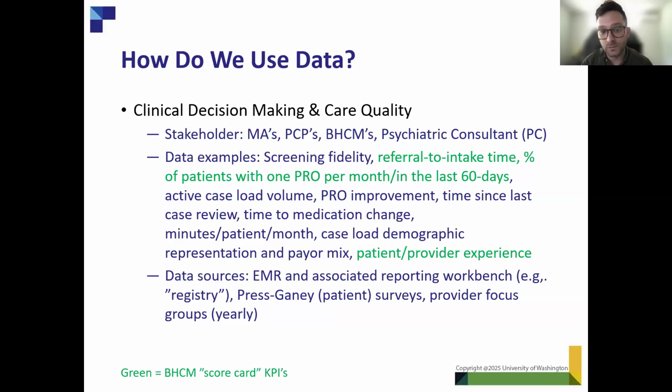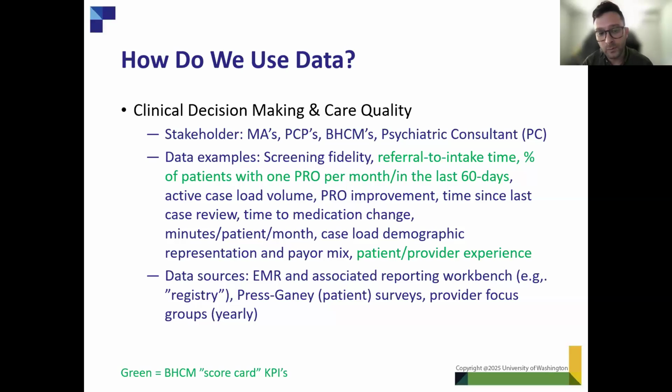Knowing your data sources is also critically important. And so a lot of these data metrics are predicated purely based off of what comes out of the EMR. We've developed a reporting infrastructure that's based off of our EMR's reporting workbench, which we use as our registry. Patient quality, as Diane mentioned, we partner Emory Healthcare with Press Ganey, and so we've developed our own custom quality survey asking patients about their experience in collaborative care that is based on some evidence-based surveys that were out there.